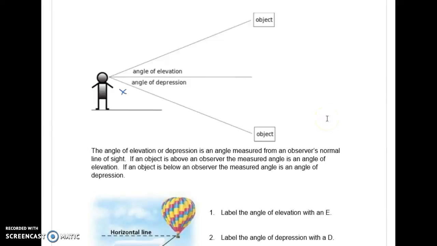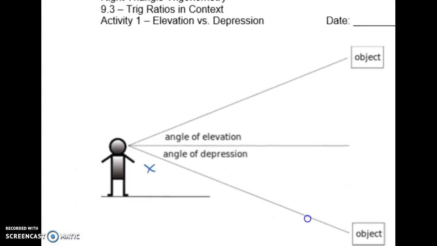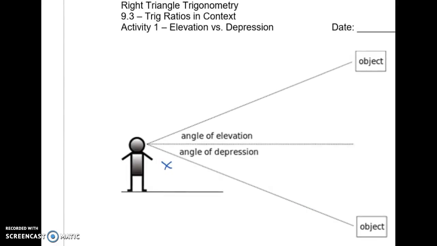In this video, we're going to be exploring trig ratios in context. Specifically, we're going to look at angle of elevation and the angle of depression to objects. So in this diagram here, we have an observer, and this observer is seeing two different objects. One object, the observer has to look up to see, and another, the observer has to look down.